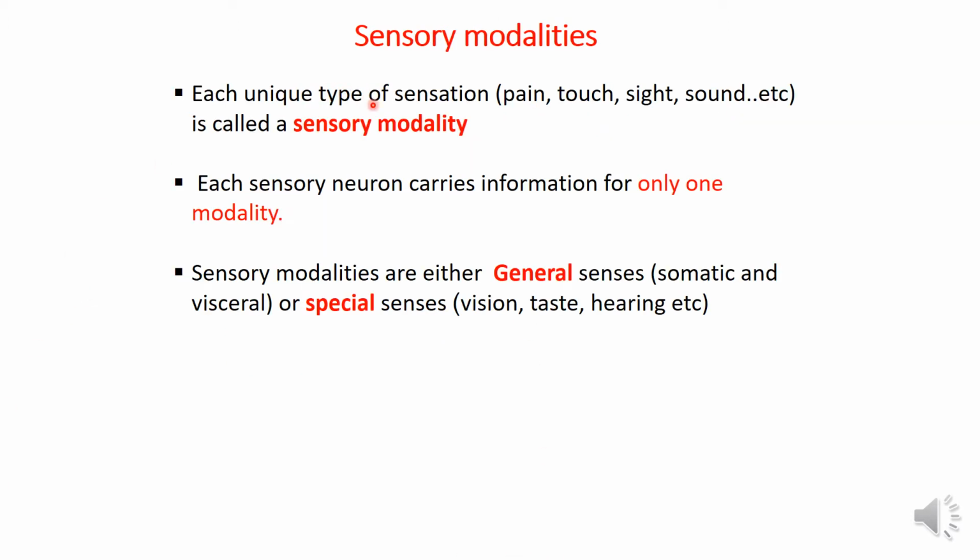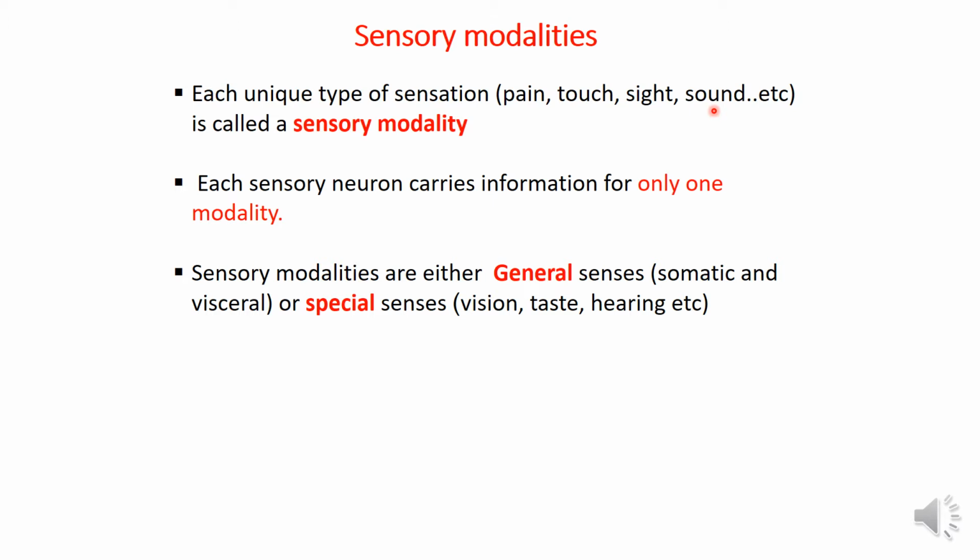Sensory modalities. What is the meaning of a sensory modality? Each unique type of sensation like pain, touch, vision, sound is called a sensory modality. We have specific types of receptors for pain. We have specific receptors for touch. We have photoreceptors specific for perception of light. We have auditory receptors specific for detection of sound. So we have something which is called the sensory modality.